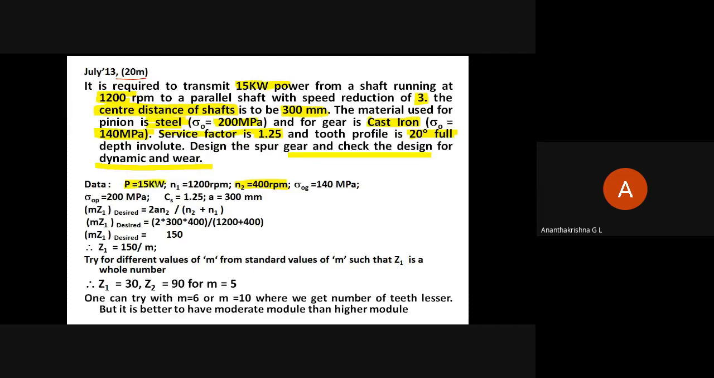P is 15 kilowatt, note down the data. N1 is 1200 RPM. N2, because the speed reduction ratio is 3, therefore 1200 divided by 3 gives N2 equal to 400 RPM. Sigma naught of gear is 140, sigma naught of pinion is 200, service factor is 1.25, and center distance is fixed at 300 mm. You cannot deviate from this value at all. Note down the problem and solve it on similar lines.